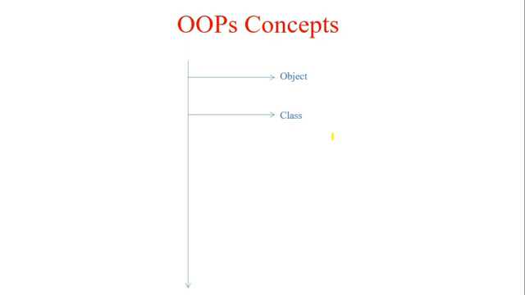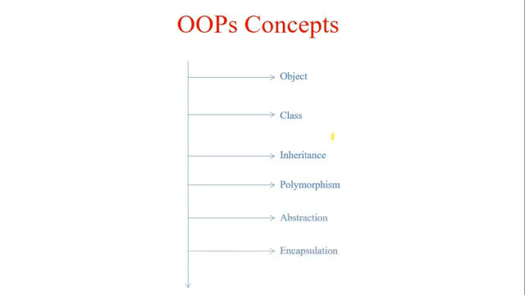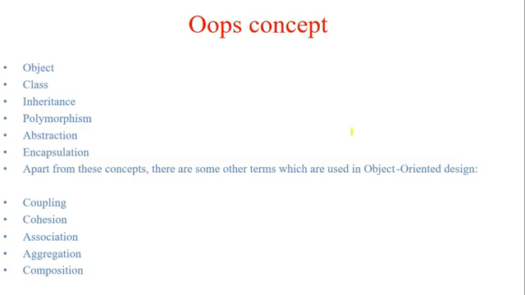The first one is object, the second is class, the third is inheritance, the fourth is polymorphism, the fifth is abstraction, and the sixth is encapsulation. These are very basic concepts which are used to become an object-oriented programming language. There are a few others, for example coupling, cohesion, association, aggregation, and composition. I'll be covering all of these heavy words in later videos.